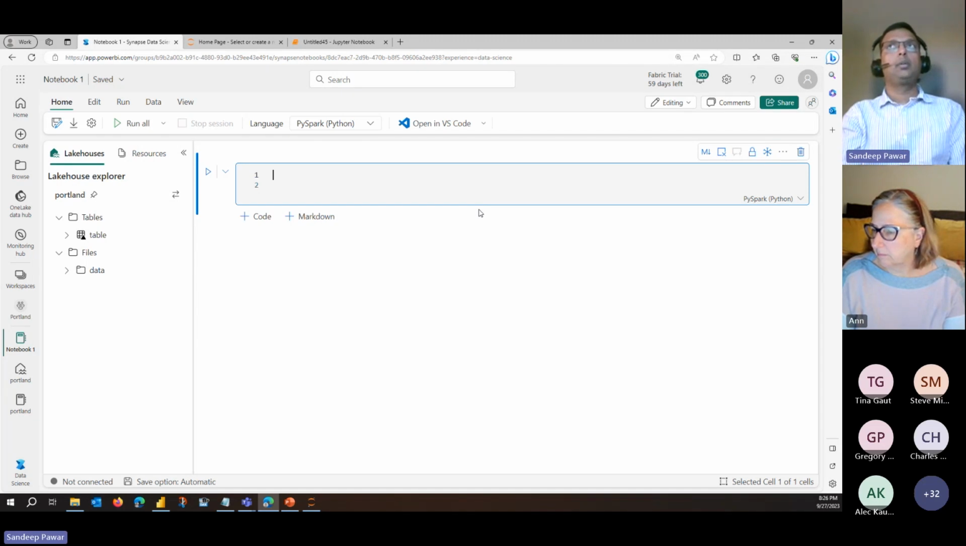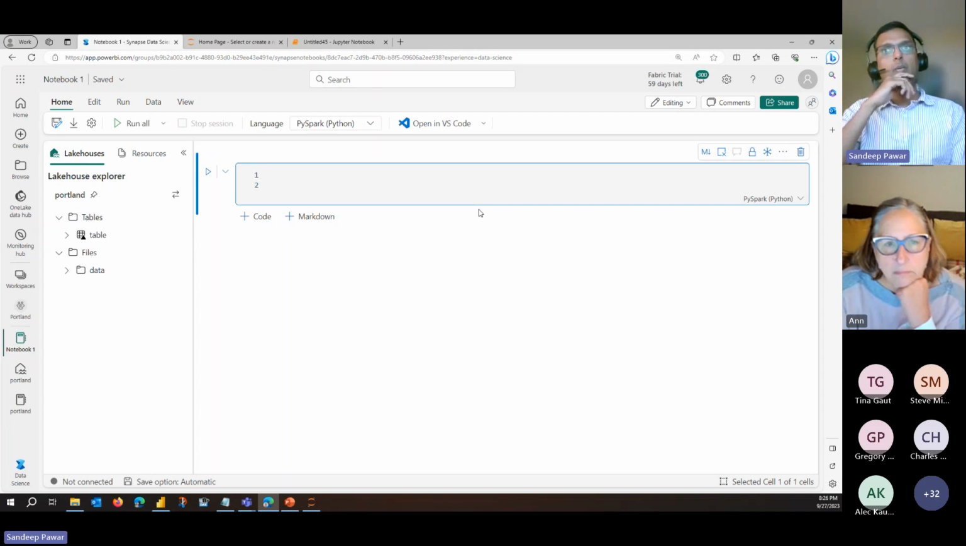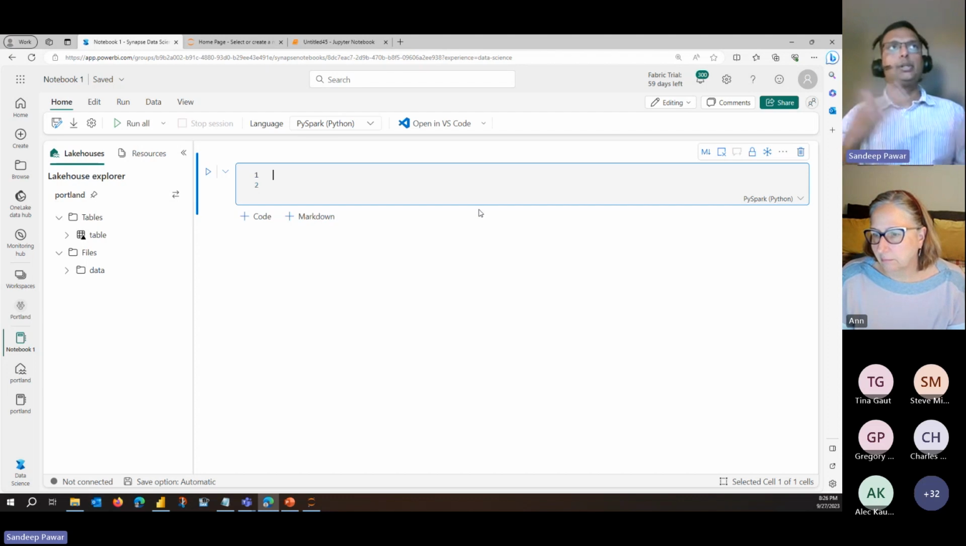And so to do that with data science, in this case, in Fabric, we use a Python library called MLflow. ML for machine learning, and flow is just flow because it's part of the entire machine learning experimentation or machine learning workflow. That's why it is called MLflow.